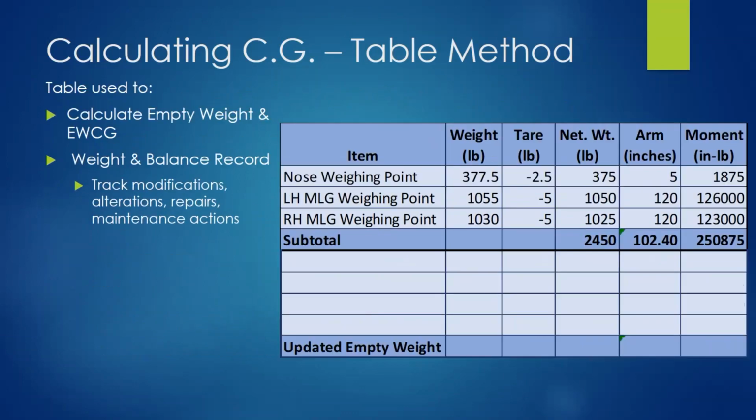Now where we can continue to use this, if I take what we just did, we can track any kind of modifications, alterations, or repairs and maintenance actions that we do. And so you'll see this is the aircraft empty weight table that would be in the pilot operating handbook, and then the weight and balance table that tracks any of these changes. These would be in the pilot operating handbook or the aircraft flight manual, thanks. And then we can track that.